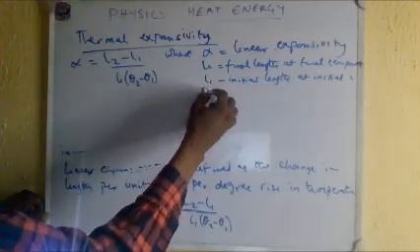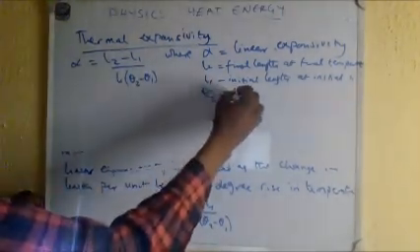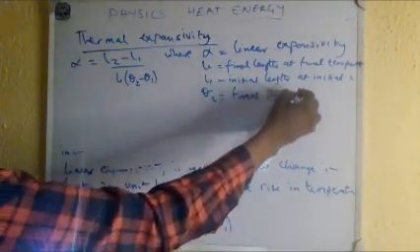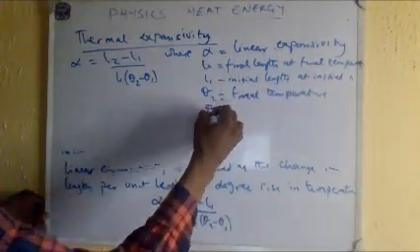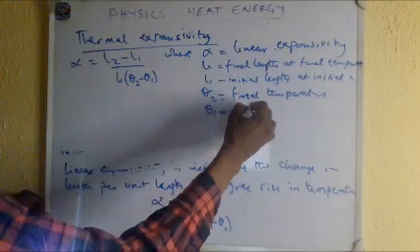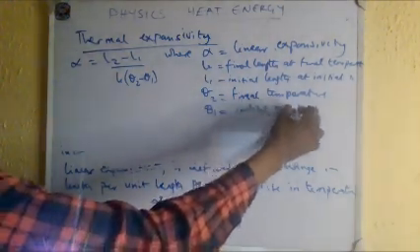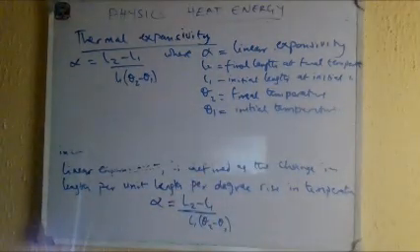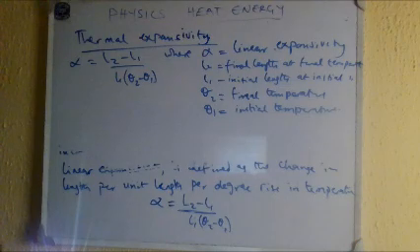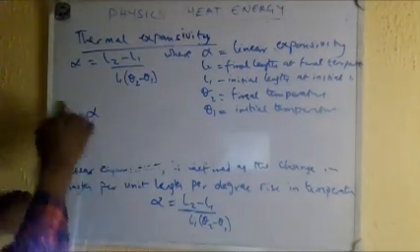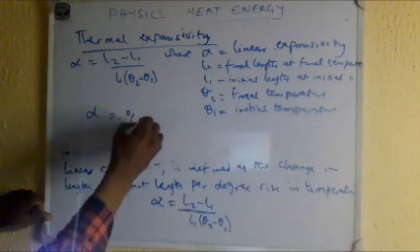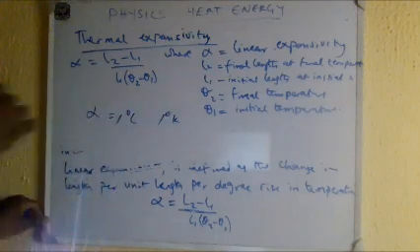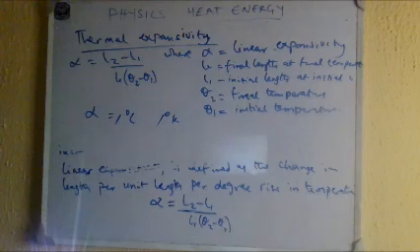And theta 2 is final temperature. Then theta 1 is initial temperature. So these parameters are what define linear expansivity. It is measured in degree C, per degree C, or per degree Kelvin.